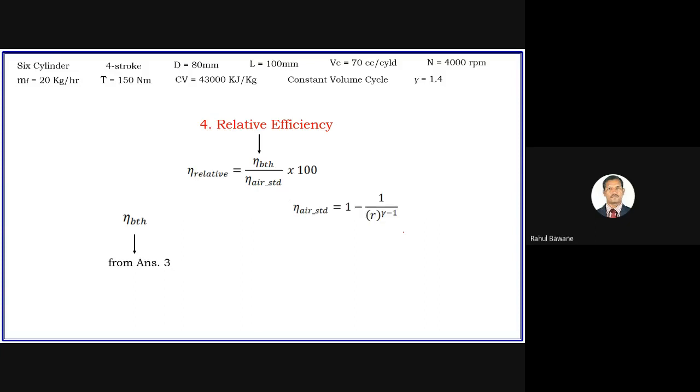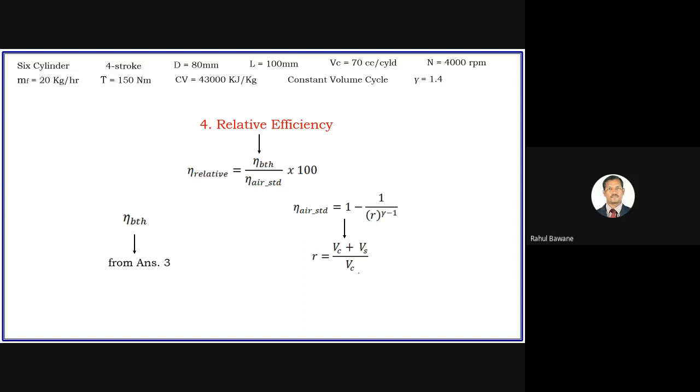Then air standard efficiency for SI engine, or petrol engine, also called gasoline engine, is 1 minus 1 upon r raised to the power gamma minus 1. What is this r? r is the compression ratio. Gamma, they already provide a value 1.4. Now we have to calculate the compression ratio if we want the value of air standard efficiency. Now what is compression ratio? Compression ratio is the total volume divided by clearance volume.